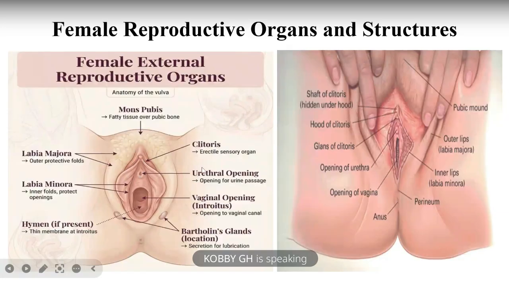Here we call this one the urethral meatus or the urethral opening. Then this is the vaginal opening. Then the area where we have the urethral opening and then the vaginal opening, this area here, look at where I'm going around, this area, we call it vestibule. So vestibule is the area in the vulva where we can locate the urethral opening and then the vaginal opening.